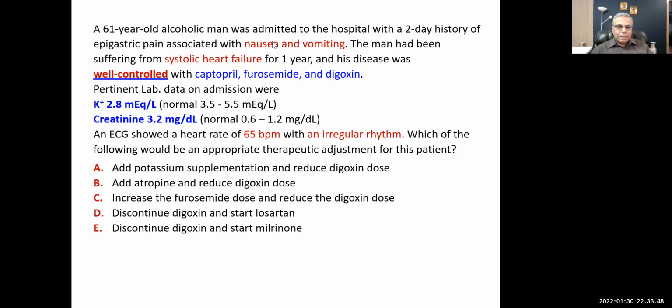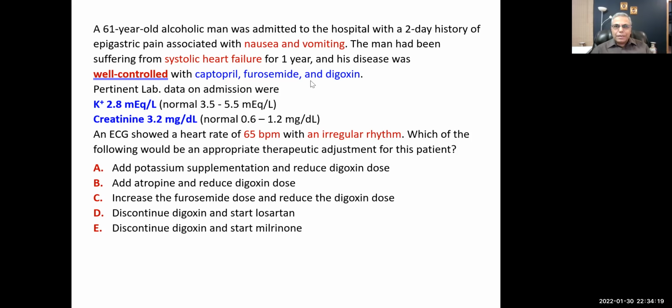So one answer is to discontinue digoxin and start milrinone. I don't disagree with you. This could be a possibility, but another possibility is to add potassium. You must add potassium supplementation, right? Just giving another inotropic drug is not enough. See, the potassium level is low, and it is this low potassium level that is causing digoxin toxicity, right?